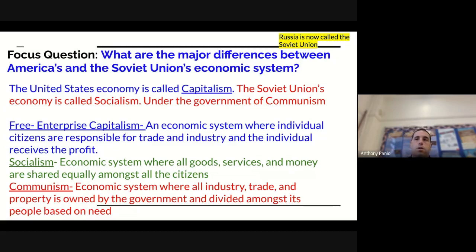Let me see if I could find a good photo here. One second. Capitalism, socialism. Let's see here. Bear with me, guys. I should have had this done already, but it just came up. All right, I think I got it here.